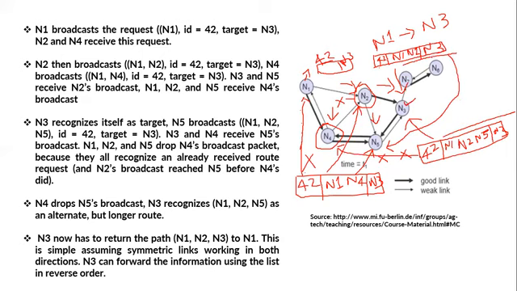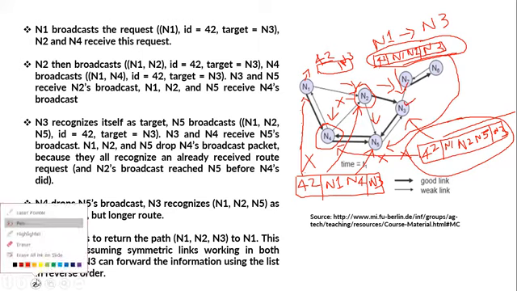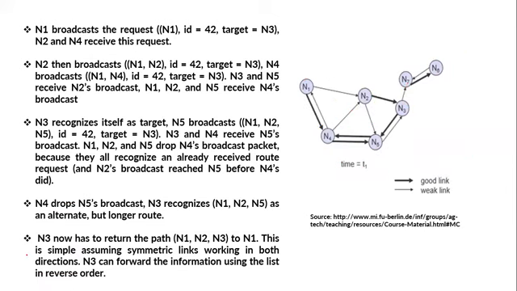So there are two paths to reach N3 from N1: N1, N2, N3, and N1, N2, N5, and N3. Out of these two paths, this path is of shorter hop than this path. So finally, N3 will take this path and it will discard this path. So N3 now has this as the return path, N1, N2, N3. Okay. So this is how the dynamic source routing algorithm works.